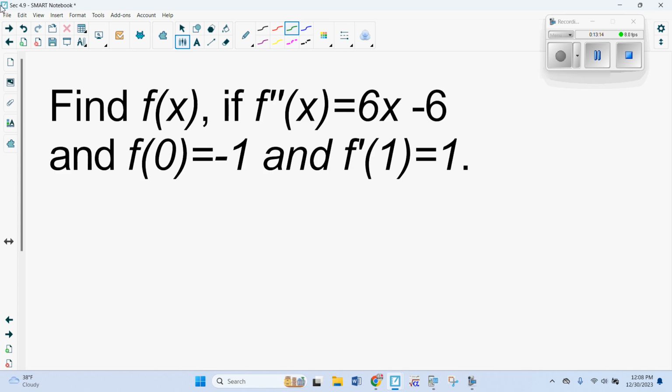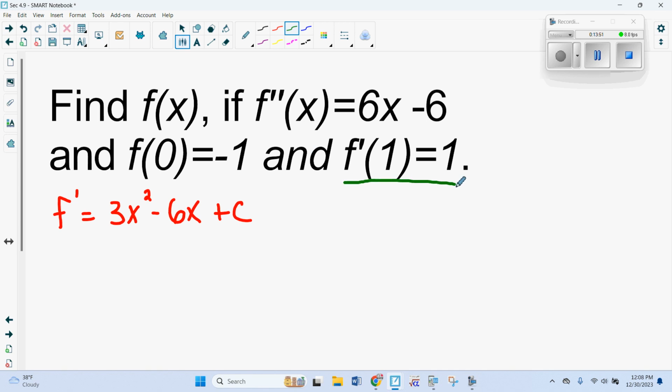Let's look at another one. f double prime is 6x minus 6. Now, in this case, we have the second derivative. So if we have the second derivative, we're going to have to find the antiderivative twice. So if f double prime, a second derivative, is 6x minus 6, we can find the first derivative, which would be x squared, then I need a 3 in front, minus 6x plus c.